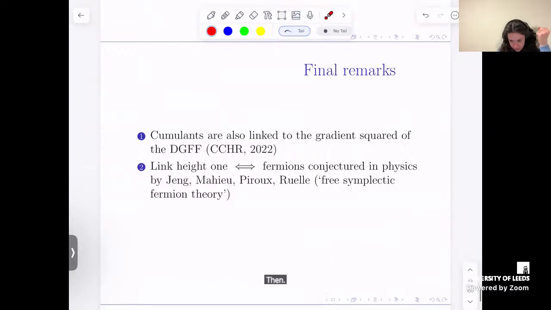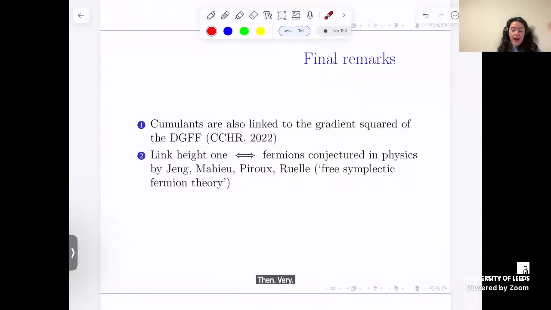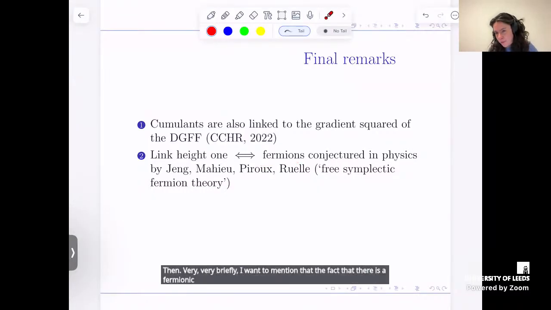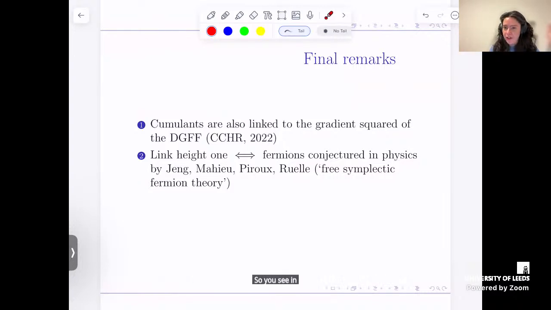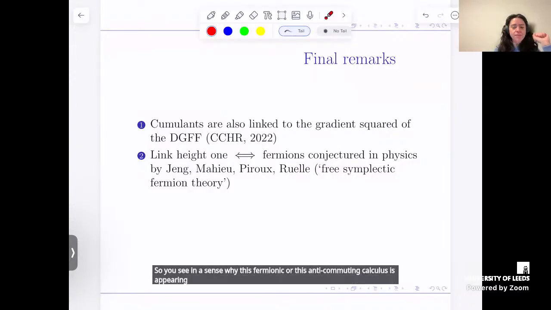Then, very briefly, I want to mention that the fact that there is a fermionic theory behind the height one field is not something that we invented. It's actually a conjecture in physics that has appeared by all the authors who are cited here, who conjecture that there is, in the scaling limit of the height one, what is called the free symplectic fermion theory. So you see, in a sense, why this fermionic or anti-commuting calculus is appearing in this context.